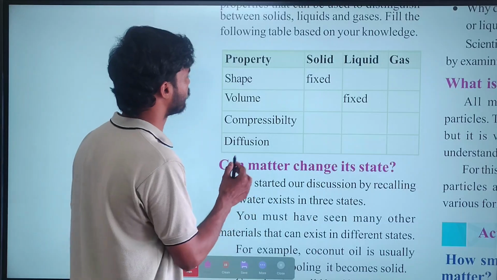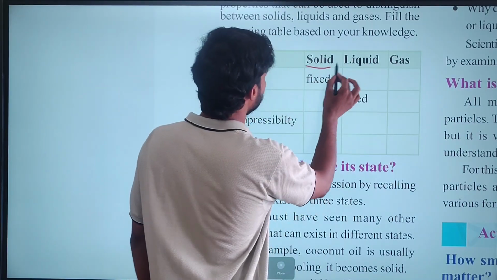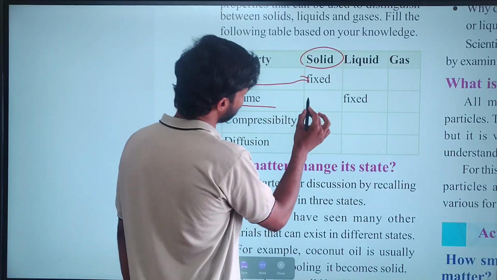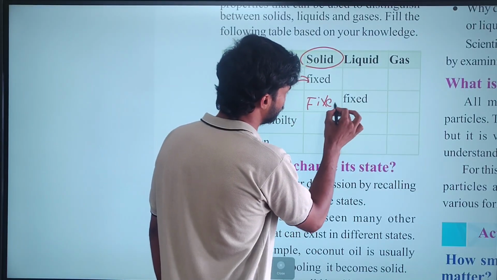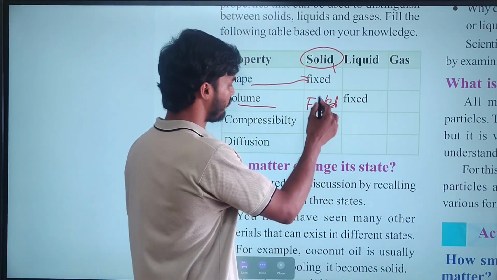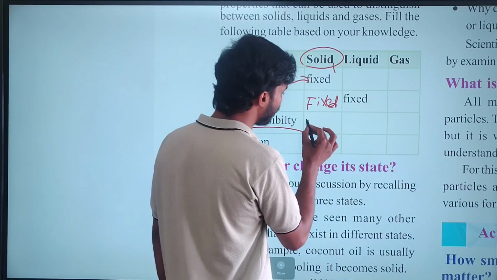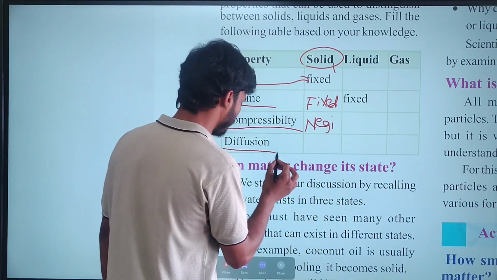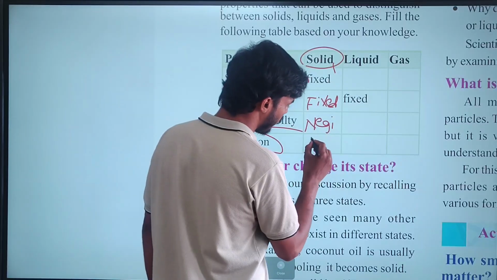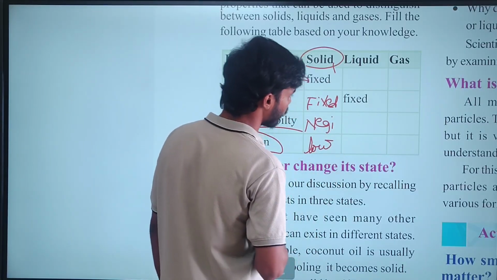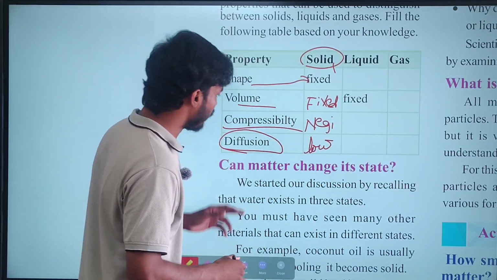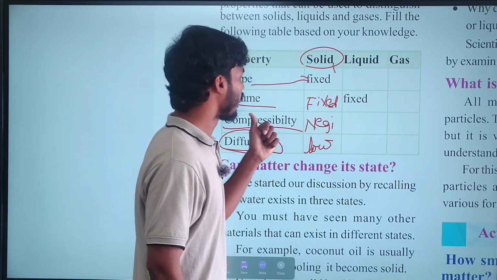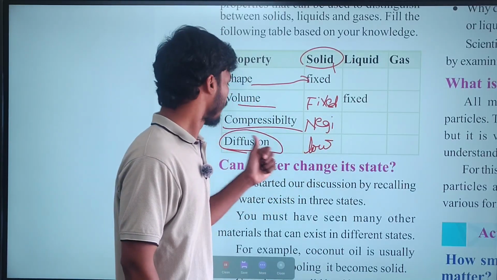So fill the table. Shape: a solid has a definite, fixed shape. And volume, it also has a fixed volume. Solid will have fixed shape, fixed volume, and compressibility is negligible. Diffusion is lower, slow. What I said, the solid has fixed shape, fixed volume, compressibility is negligible, and diffusion is lower.